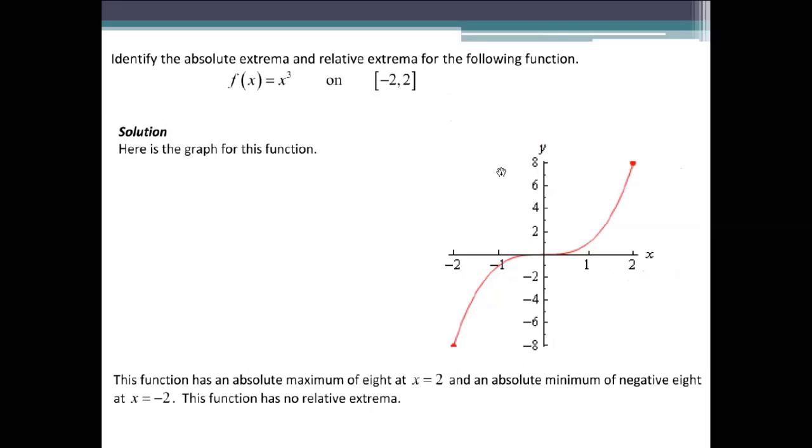Now, let's consider the next one. Identify the absolute extrema and relative extrema for the following function. So this is x cubed on the interval minus 2 and 2. So we have the following graph of our function, and this function has an absolute maximum of 8 at x is 2. This is the absolute maximum point, 2 and 8.